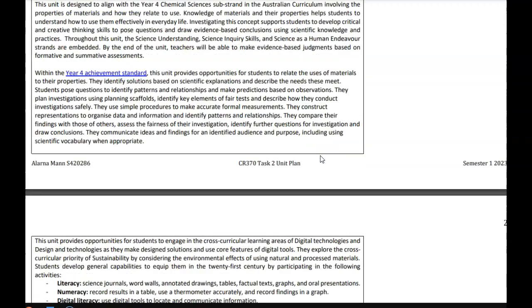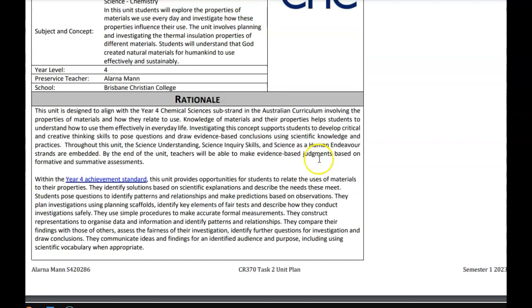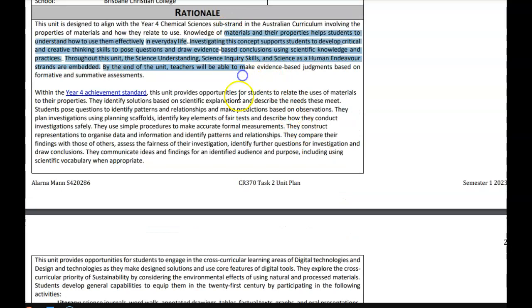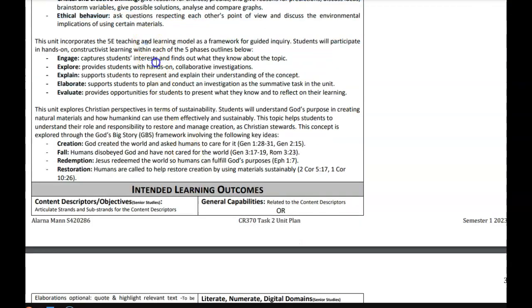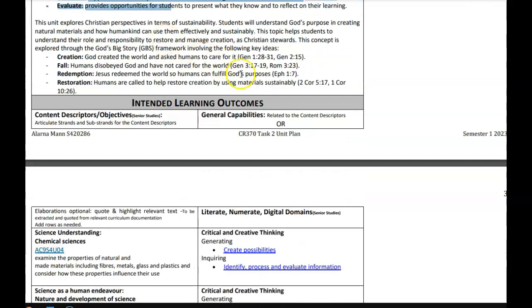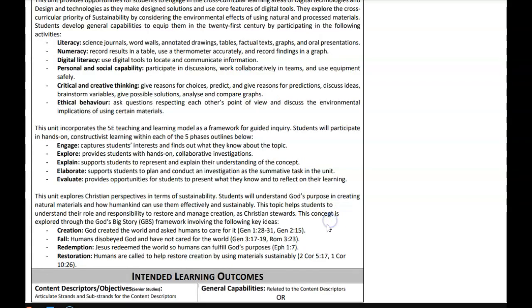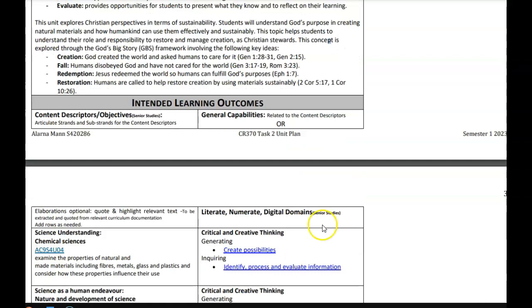So in the rationale, it's linking all the things that the task is asking it to do. What is it? Why? Integration of cross-curricular literacies, the 5E model, and the Christian worldview. So that's straight up a very extensive and comprehensive rationale.